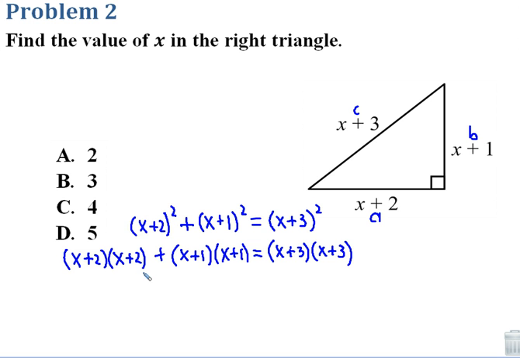For my first multiplication, we'll just use the FOIL method. We'll go first. X times X will give me X squared. Outer, X times 2 will give me plus 2X. Inner, 2 times X will give me another plus 2X. And last, 2 times 2 will give me a plus 4. Same thing on the second multiplication. First, X times X is X squared again. Outer, X times 1 is plus X. Inner, 1 times X will be plus X again. And last, 1 times 1 will give me plus 1.